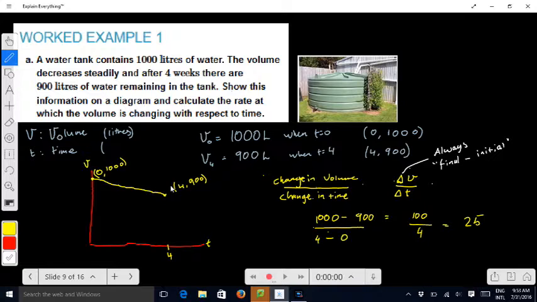So if you see that little symbol, it's always change in, meaning final position take initial. So it should be just the other way around for that. So it should be 900, which was our final position, take 1,000, which is minus 25. So the volume of water is decreasing at a steady rate of 25 litres per week.